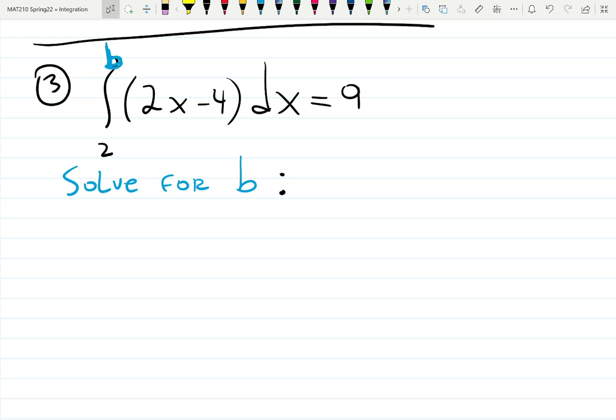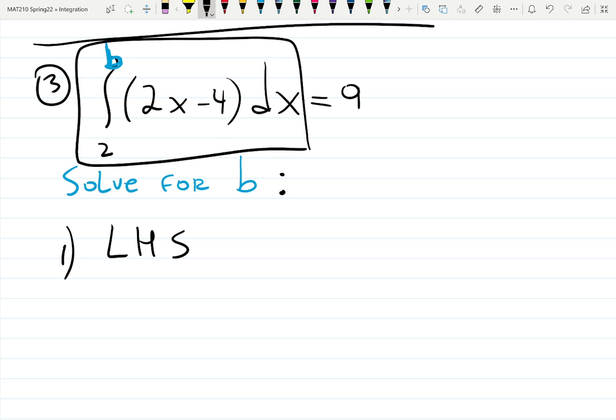Finish integration. Don't be bothered that it's from 2 to b. Who cares? It can be from a to b, from a to lambda, from lambda to gamma, your first letter of your name, and stuff like that. From 2 to b, we know how to integrate it. So step 1, the left-hand side of this equation. Find that first. From 2 to b, 2x minus 4 dx.